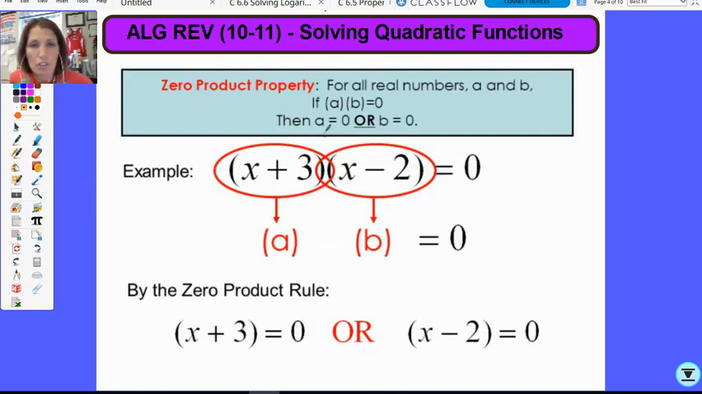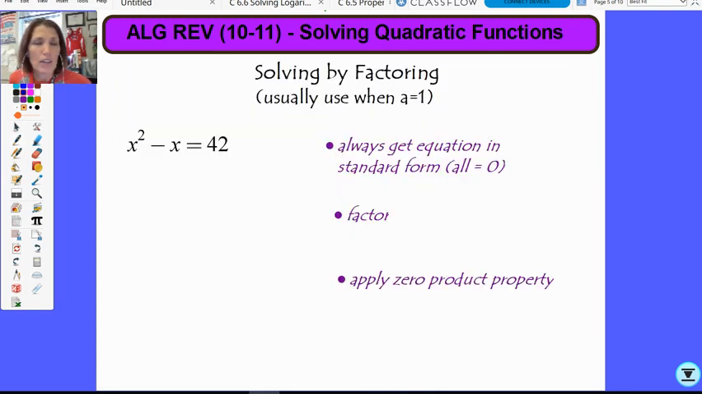For factoring, we use what's called the zero product property. It's kind of what we just did a second ago. For all real numbers a and b, if I have two factors, a times b equal to 0, I know that one of them has to be 0. Because if you multiply them together and they give you 0, then a has to be 0, or b has to be 0, or both. Okay? And so x plus 3 times x minus 2 equals 0. This factor or this factor has to be equal to 0, or both of them. So by that product rule, x plus 3 must be equal to 0, or x minus 2 equals 0. So then x would have to be equal to negative 3 or positive 2. Okay? That's the rule we use when solving quadratics.